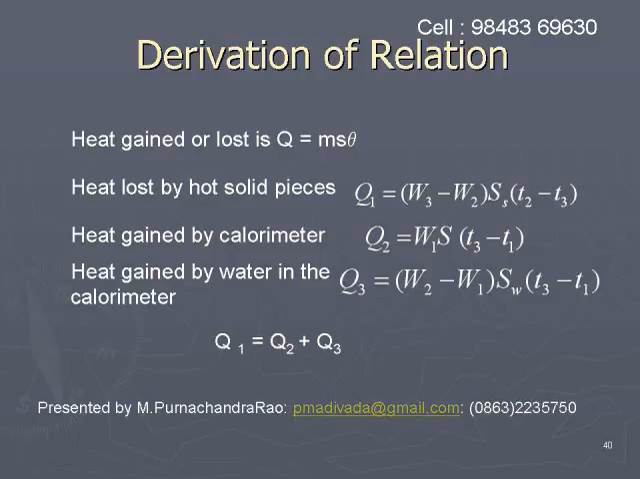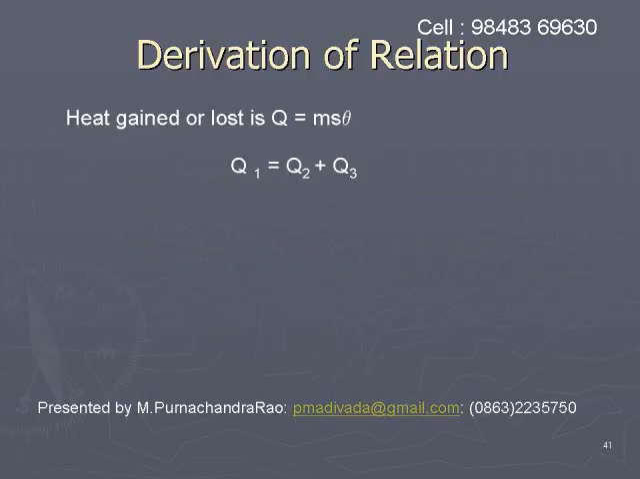From the principle of calorimetry, heat lost is equal to heat gained. Therefore, Q1 is equal to Q2 plus Q3. Q1 is heat lost, Q2 and Q3 are heat gained.